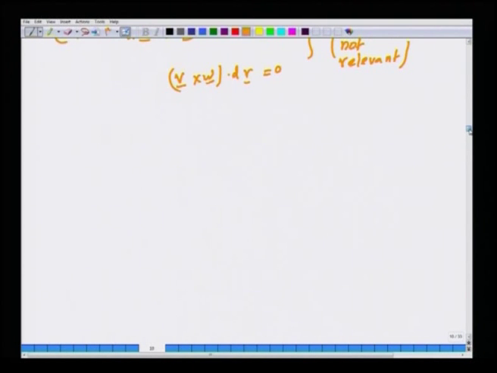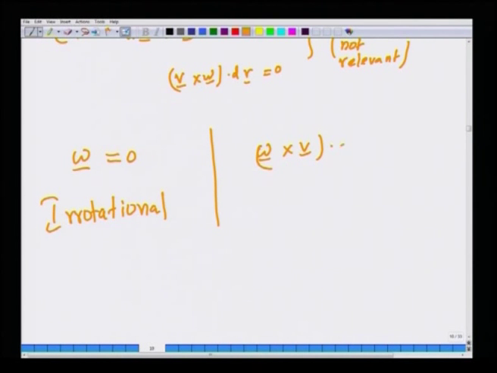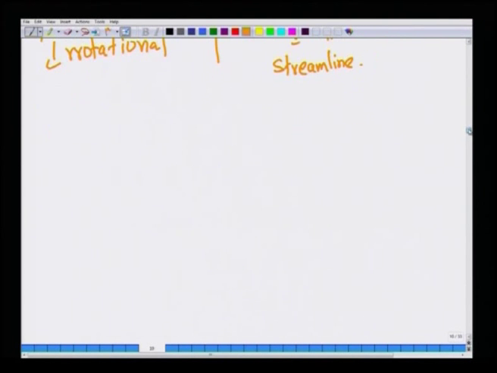Okay. So, what we are interested in are two cases, that is omega itself is 0, that is irrotational flows, which is much stronger. And then another case where omega cross V dot dr is 0, not because omega is 0, but because V is parallel to dr, that is a streamline. Okay. So, we will consider this case, consider dr along a streamline.